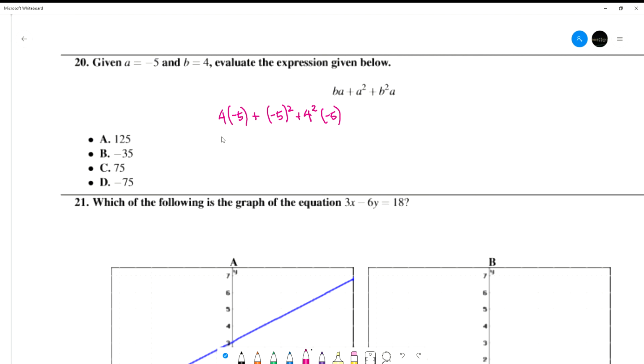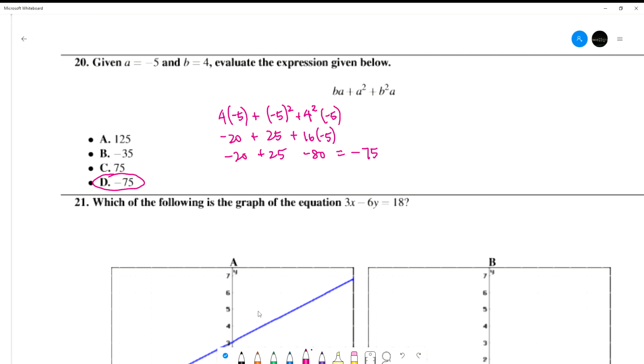So this gives me negative 20 plus 25, right? And then we got plus 16 times negative 5. That's negative 80 right there. So I have negative 20 plus 25. Here, let me write it down here. Plus 25 minus 80. So I see the negatives add up to negative 100, plus 25. That's negative 75. D.